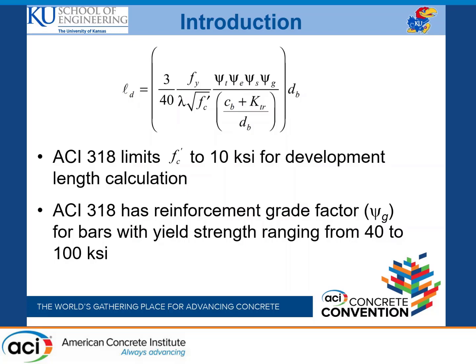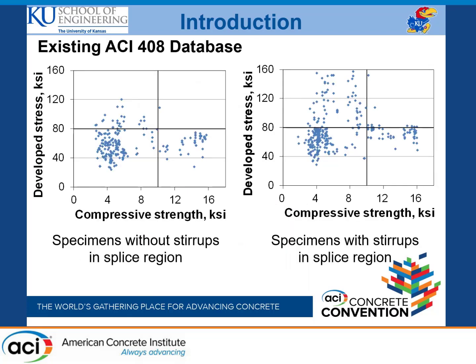And also, as I am researching high-strength rebar, the current ACI provisions have a grade strength factor for high-strength bar, ranging from 40 to 100 ksi. ACI Subcommittee 408 is maintaining the database, which is the backbone for the current provisions.